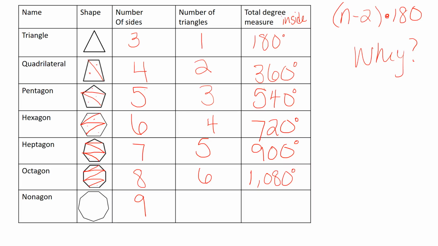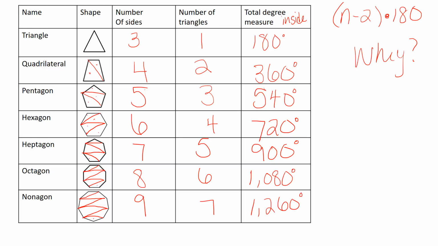And then last but not least, we have a nonagon, which has 9 sides. So if we cut those into triangles, we're going to have 1, 2, 3, 4, 5, 6, 7 triangles that make up a nonagon. And then if we take 180 degrees times the 7 triangles that make it up, we're going to have an inside total degree measure of 1260 degrees.